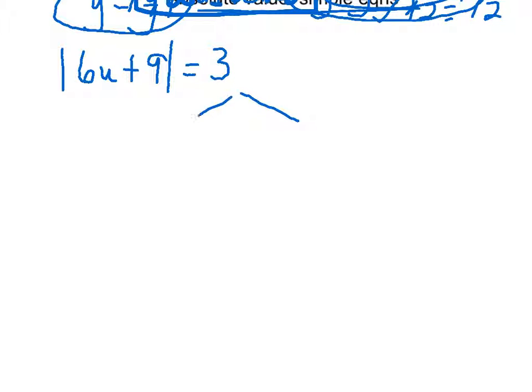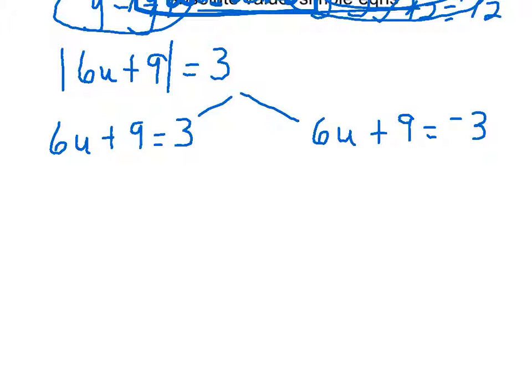All right, what we're going to do is we're going to break it out into the two equations. The first equation, we're just dropping that absolute value sign and we're going to solve it. The second equation is we're going to drop the absolute value sign and we're going to set it equal to a negative 3. So 6u plus 9 equals 3. We're going to subtract the 9 from both sides. And when we rewrite, we get 6u equals negative 6. And one of our answers is going to be negative 1.